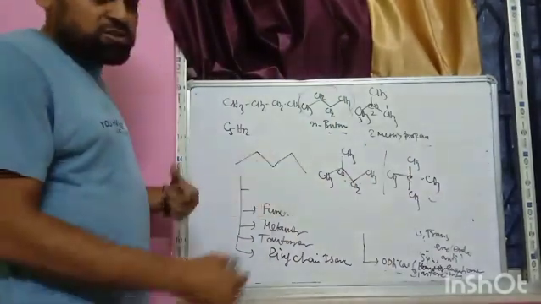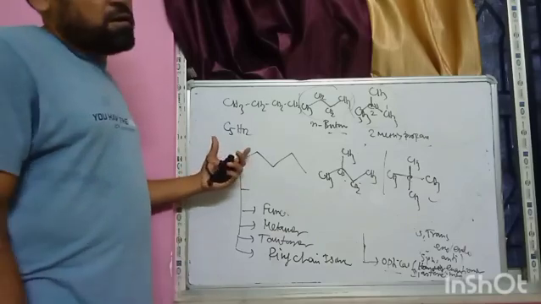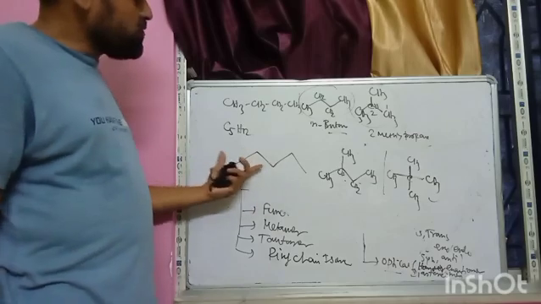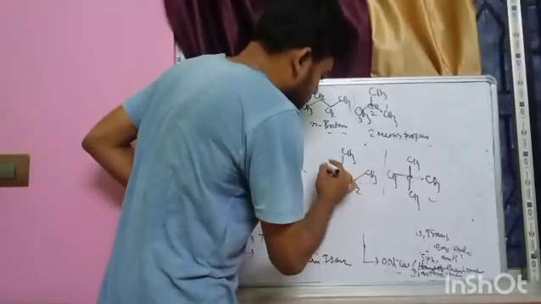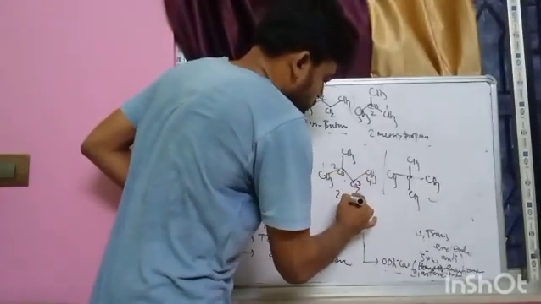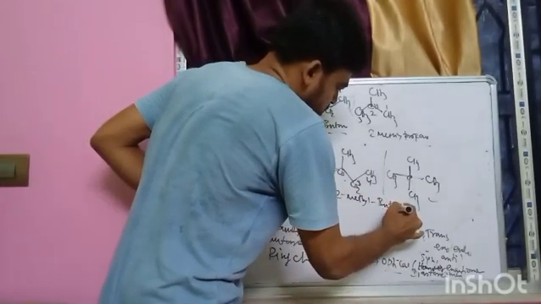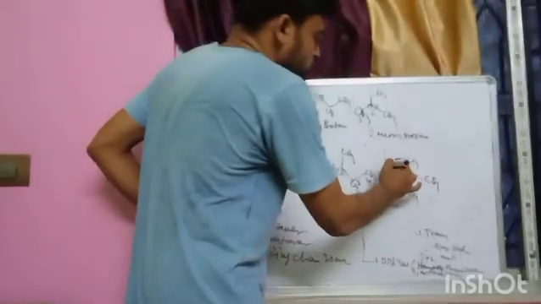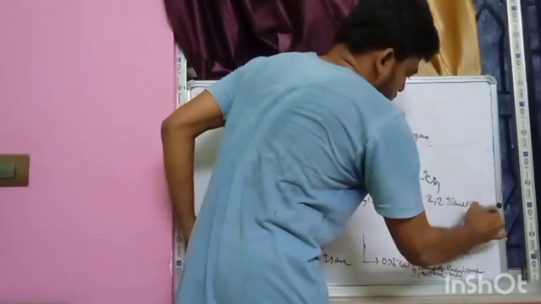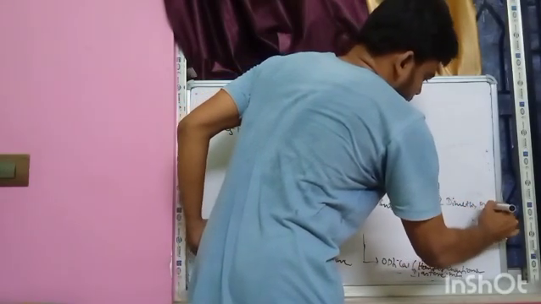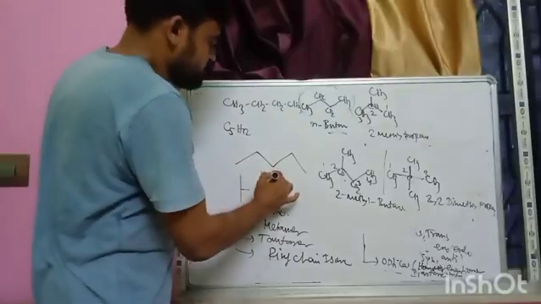So they are structurally different, and especially they differ in their chain. It has no branching, but one has one branching and another has two branching. It is called 2-methylbutane. It is called 2,2-dimethylpropane, and it is called n-pentane.